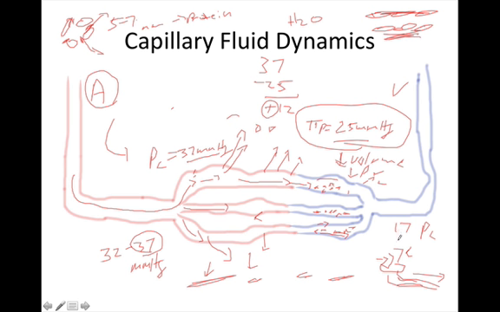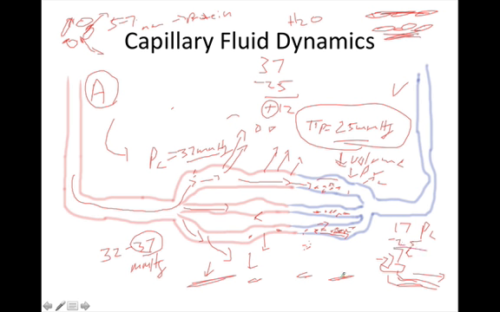This is going to favor the proteins a lot more. So now we've got 17. Remember, we said that proteins under normal conditions don't leak out. So all these proteins that entered in the arterial end are still going to be there in the venous end, just more concentrated than normal.